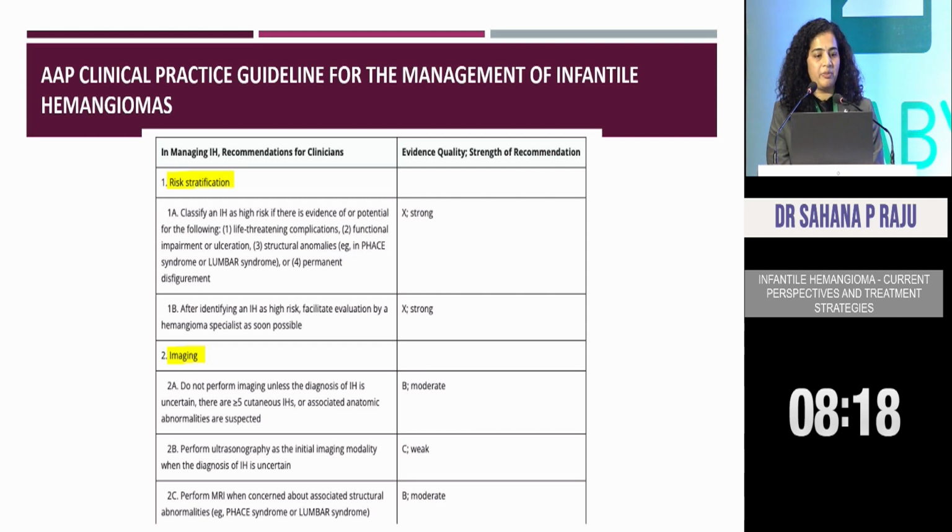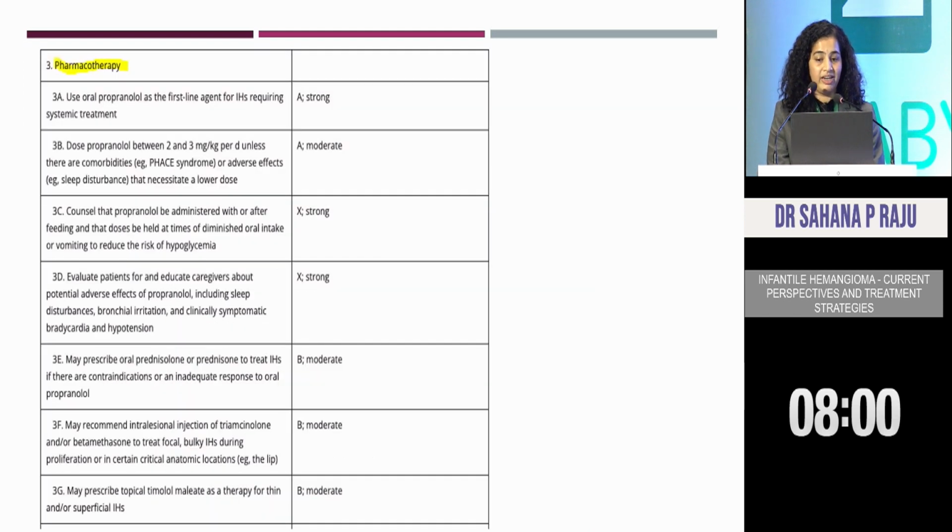This was the American Academy of Pediatrics clinical practice guidelines for the management of infantile hemangiomas. So they talk about 5 aspects. There is a risk stratification, like is the hemangioma complicated or uncomplicated? Should you treat it or not? When should you do imaging? When to treat and with what to treat? So they recommend medical, surgical and lasers.